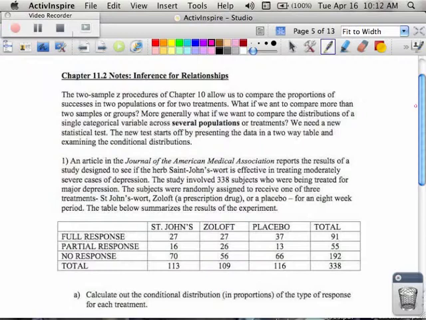This new test starts off by presenting the data in what they call a two-way table and examining the conditional distributions. Basically, that means finding the proportion of each part. Example number 1.